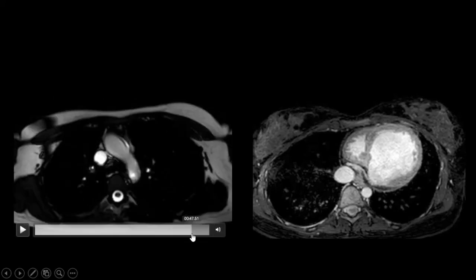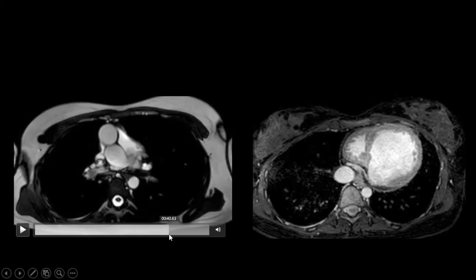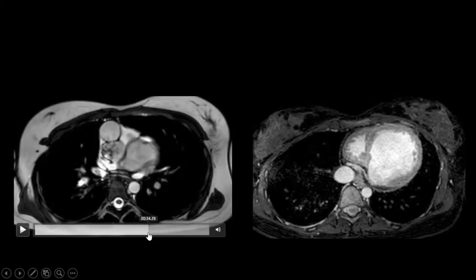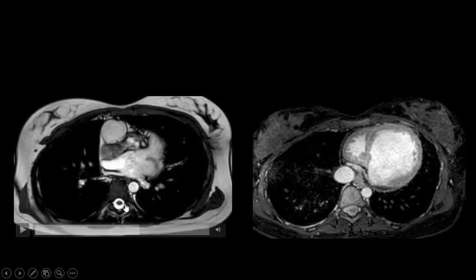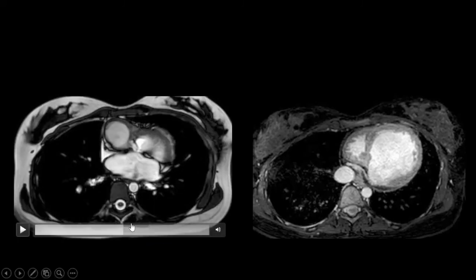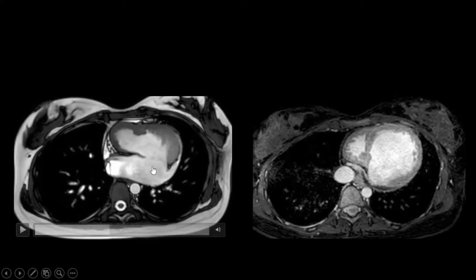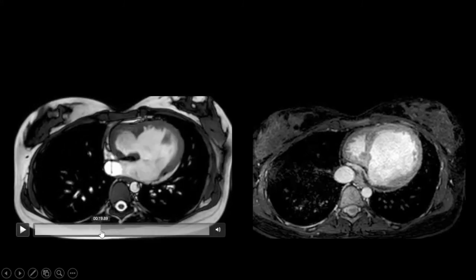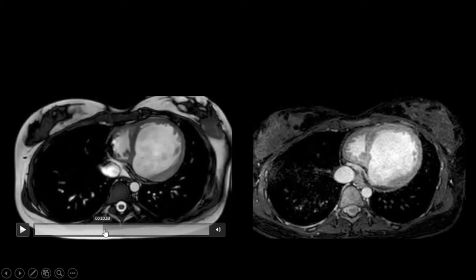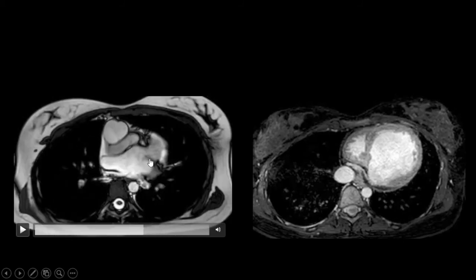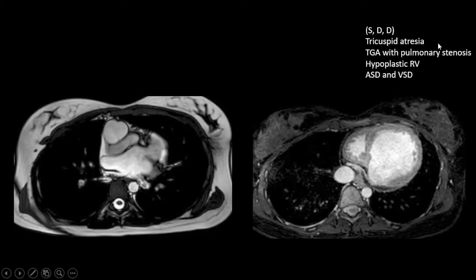So if we follow the flow of contrast, we can see the right SVC draining into the right atrium. There's a large ASD. The left atrium opens into the left ventricle with a VSD, hypoplastic RV with tricuspid atresia. The pulmonary veins open into the left atrium. So situs solitus, tricuspid atresia, transposition of great arteries with pulmonary stenosis, hypoplastic RV, ASD and VSD are the findings.